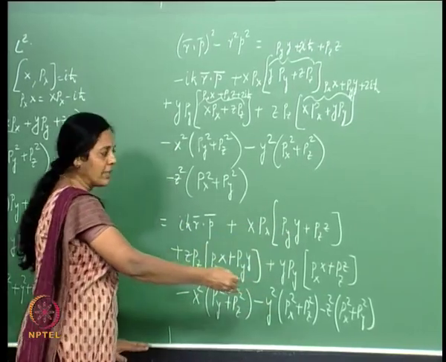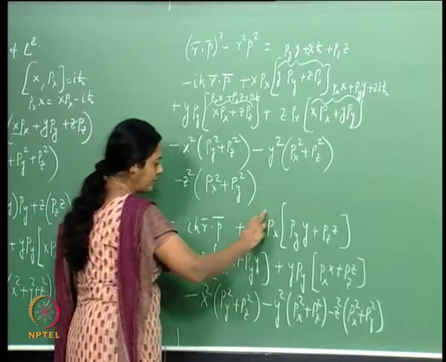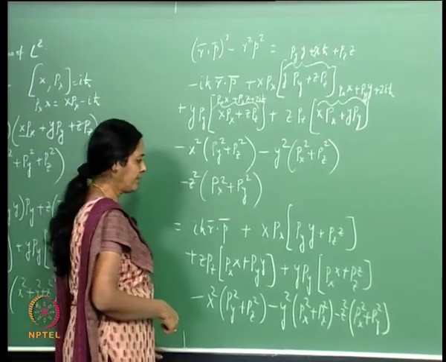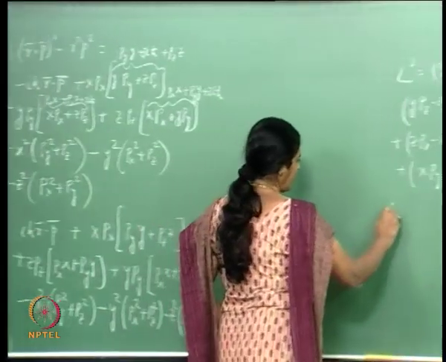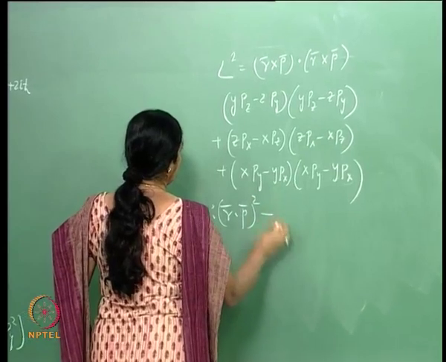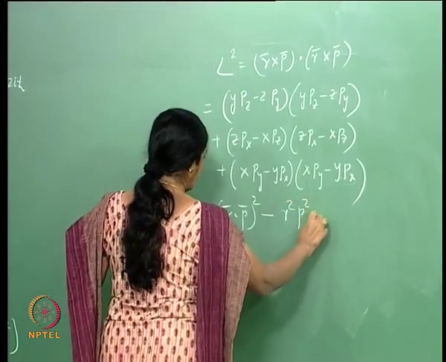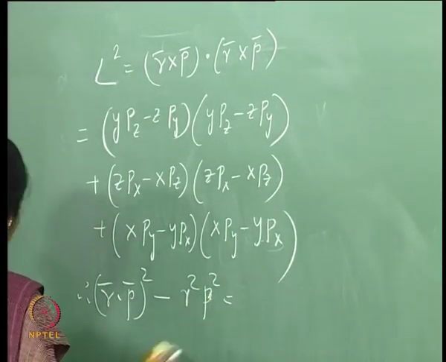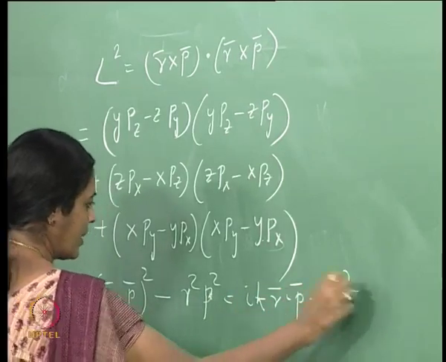You can compare it term by term, and you find that what occurs here, out here, apart from i h cross r dot p, is minus L squared. And therefore, this object, r dot p the whole squared minus r squared p squared is i h cross r dot p minus L squared.